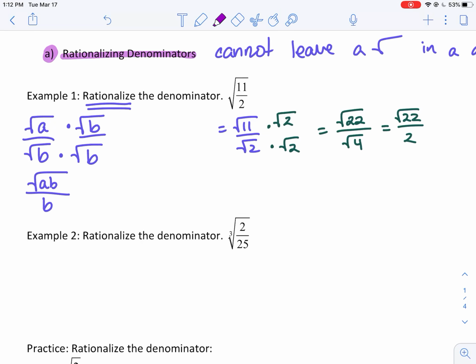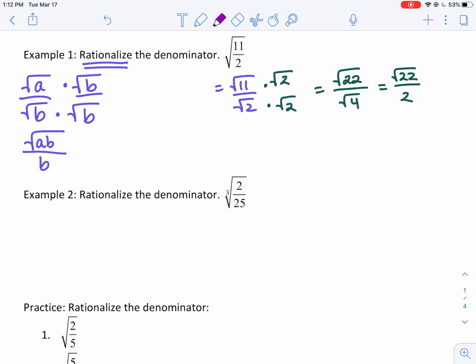All right, so now let's look at another one. This next example is a little bit different because the index is 3. If I have an index of 3, I'm now going to do it the exact same way. I'm going to separate it out. Don't drop your index. So I have the cubed root of 2 over the cubed root of 25, all right?